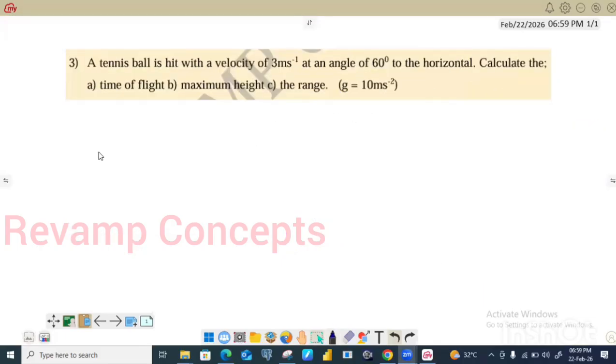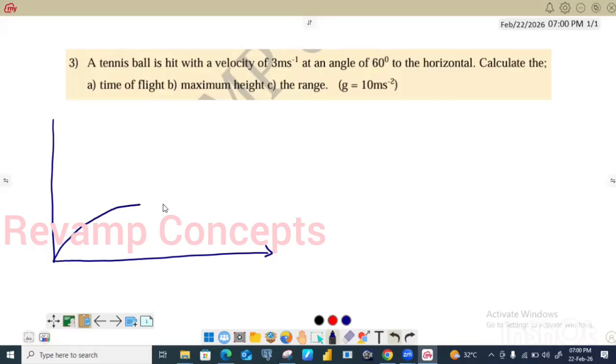Now, this is the third question, and the question says, a tennis ball is hit with a velocity of 3 meters per second at an angle 60 degrees to the horizontal. Calculate the time of flight, maximum height, and the range. g is also given as 10 meters per second square. If you look at this question very well, you will agree with me that the type of projectile we have here is the second type we discussed, that is when the body is projected at an angle to the horizontal.